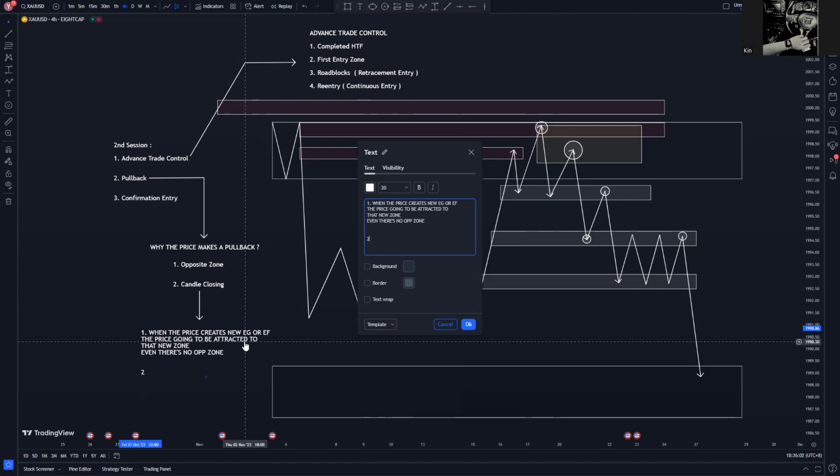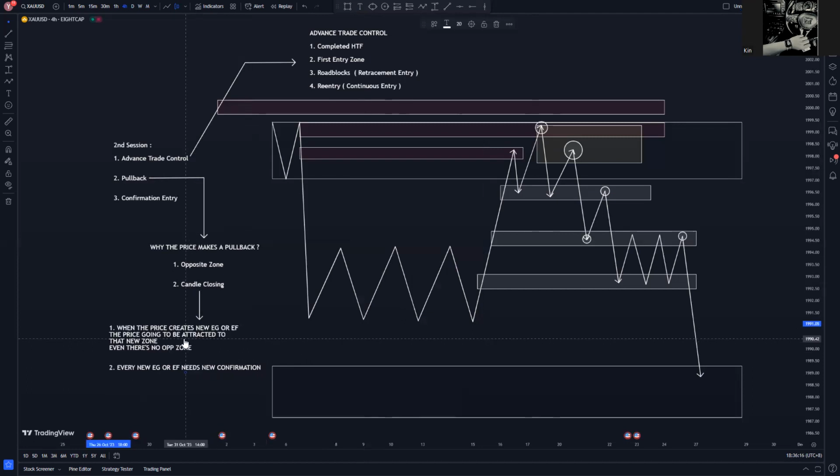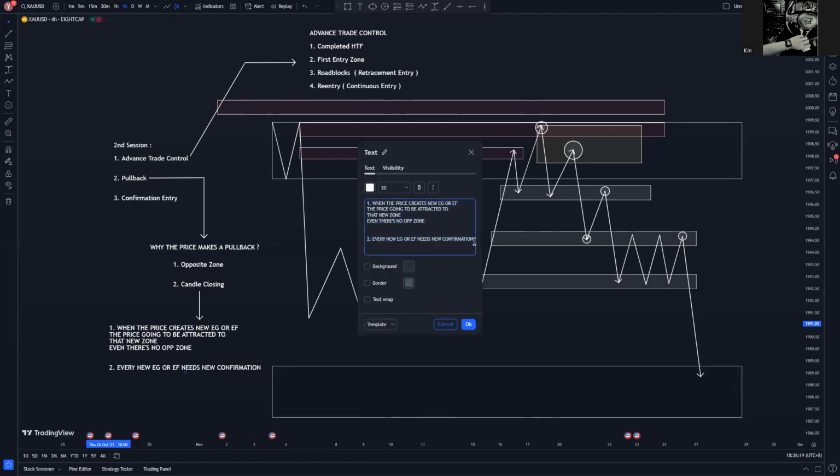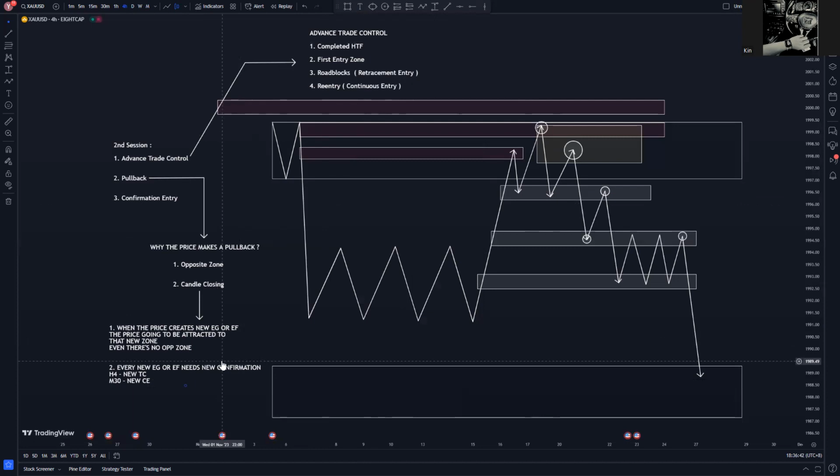The second rule is that every new ED or EF needs a new confirmation. If we talk about the H4, it needs a new TC, maybe like a new first entry zone. If we talk about the M30, the price needs a new CE. I'm going to explain this, so don't worry about it.